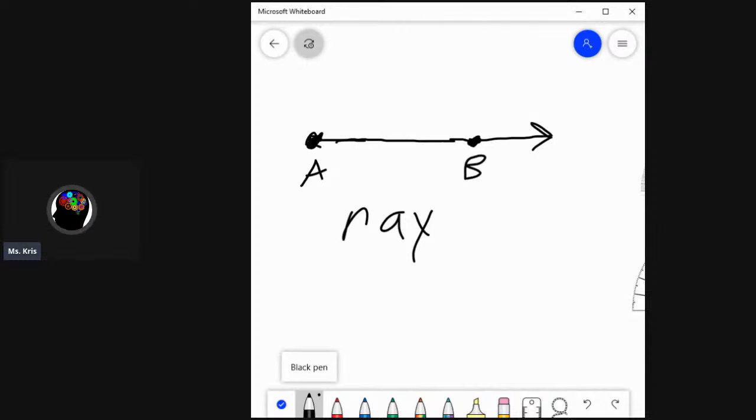So you'll always have one arrow. That is the difference between a line segment and a ray. Line segment, you start, you end. Ray, you start and you continue in one direction.